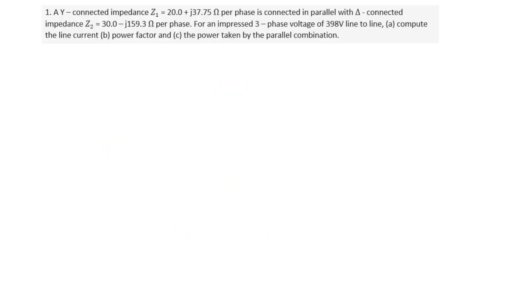For example 1, a star connected impedance Z1 equals 20 plus j37.75 ohms per phase is connected in parallel with a delta connected impedance Z2 equals 30 minus j159.3 ohms per phase for an impressed three-phase voltage of 398 volts line to line. A. Compute the line current, B. the power factor, and C. the power taken by the parallel combination. Let's try to solve this question together.